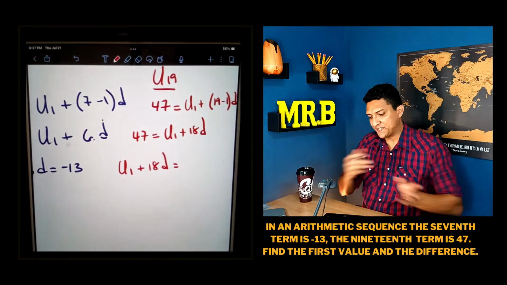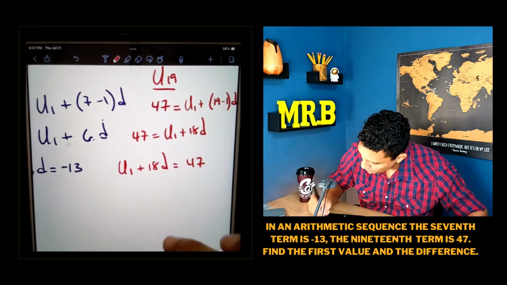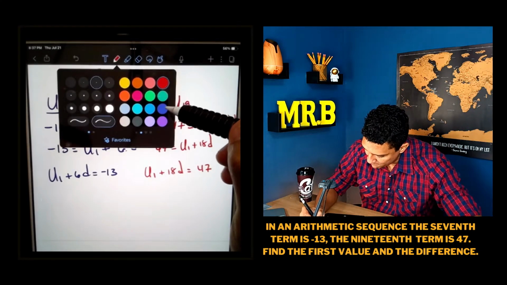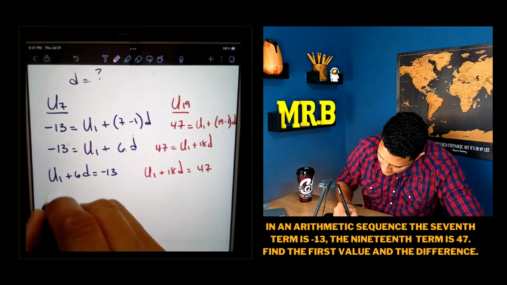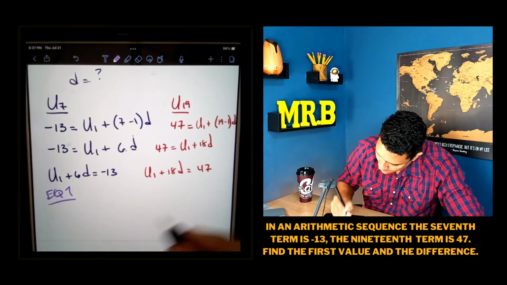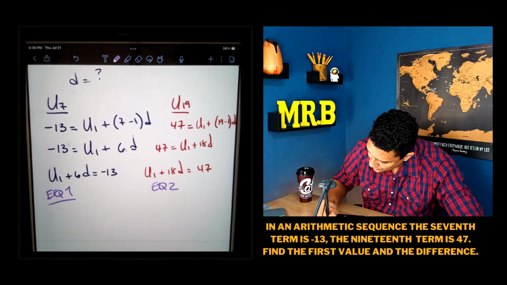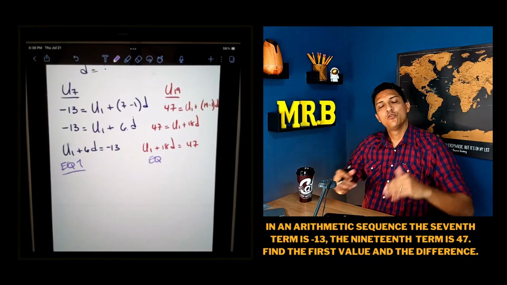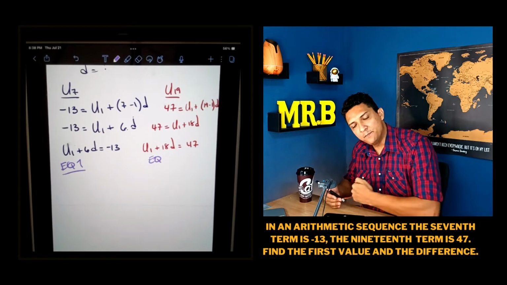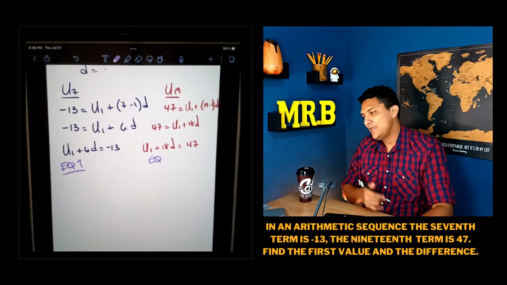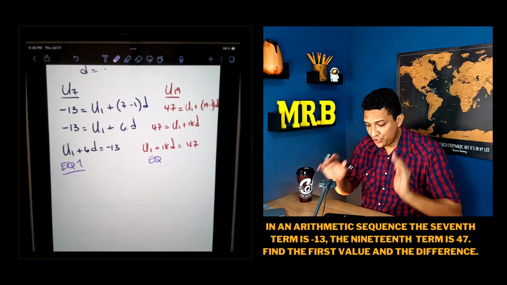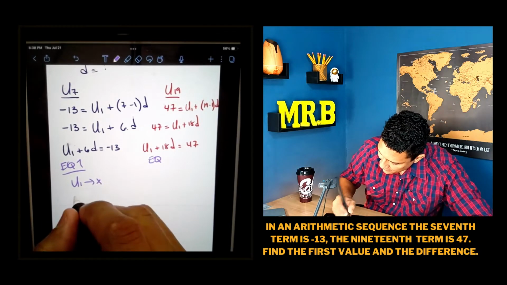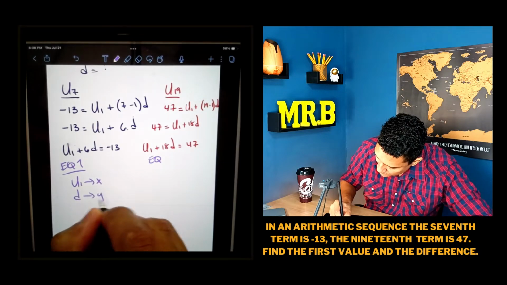Okay, I'm going to switch the sides of the equation. And notice that here I have the two equations. Let me label them. Okay, so this is equation 1 and this is equation 2. Now we have the two equations. We are ready to input them in our calculators in order to find the answer. Just remember something. u1 is going to be the x and d is going to be the y.